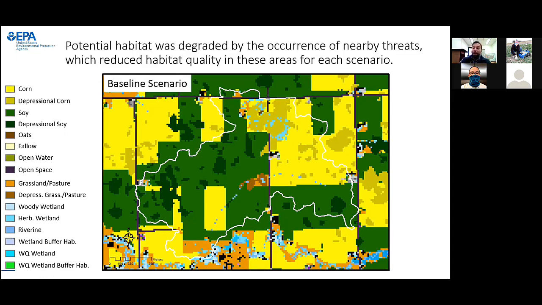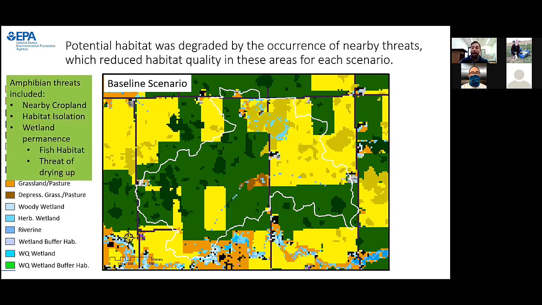For amphibian and grassland bird models, habitat quality in potential habitat cells was degraded by nearby threats on the landscape. And then areas with habitat quality scores greater than a threshold value were counted as suitable amphibian or grassland bird habitat.